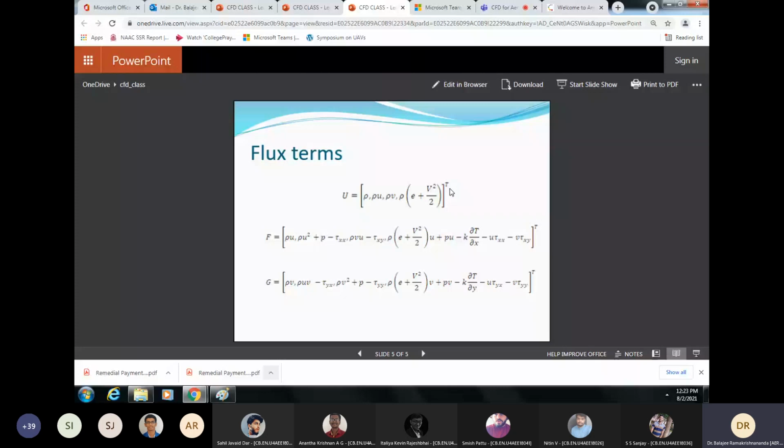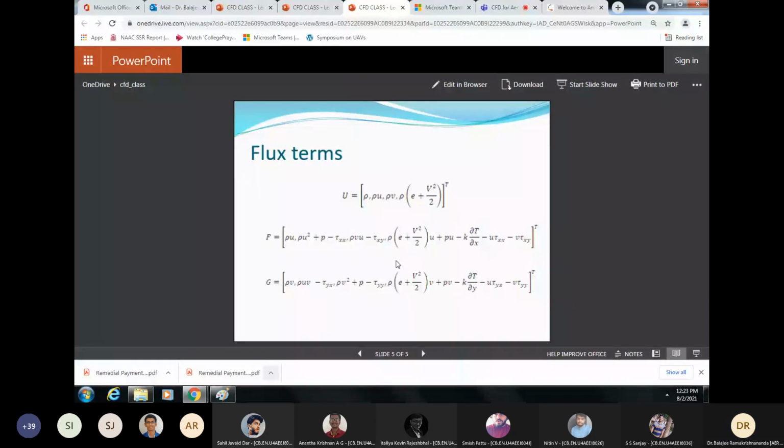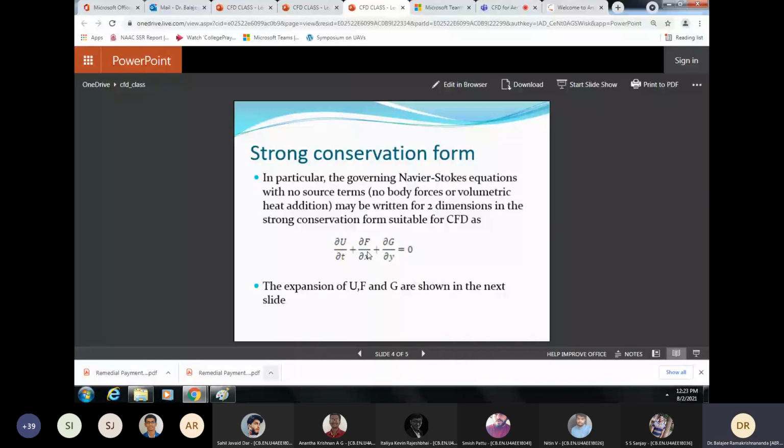So what does dou U by dou t mean? The first equation is dou rho by dou t. Then what is the first equation in F? Rho U, so that is plus dou of rho U by dou x. Second one is rho V, so plus dou of rho V by dou y is 0. That is nothing but the continuity equation, the differential form.